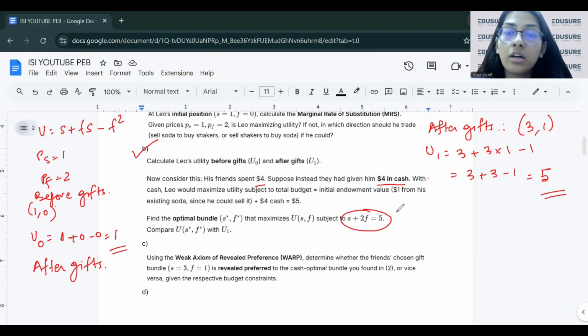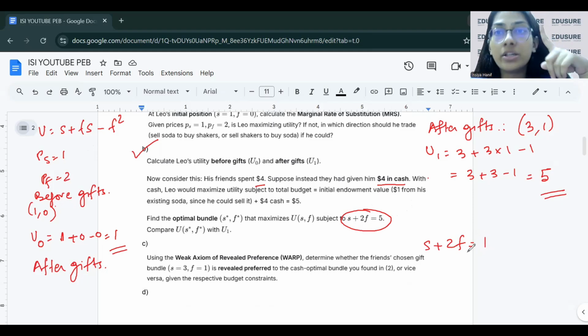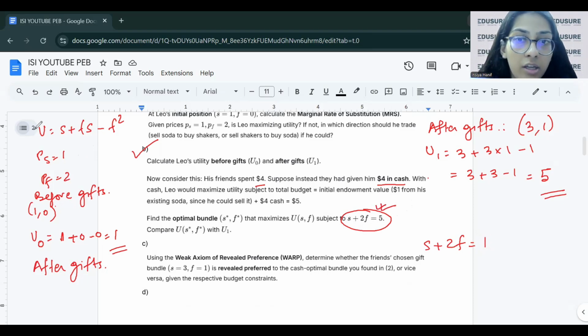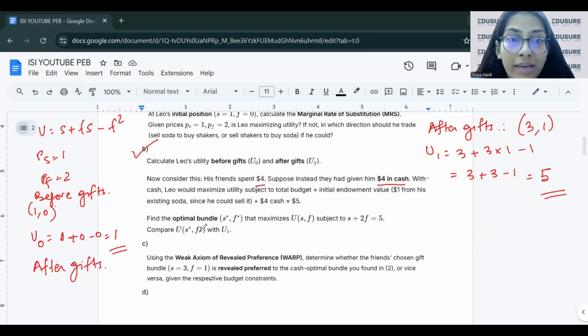So basically his new budget line, so prices will remain the same, okay, S plus 2f will stay the same. Earlier his was S plus 2f is equal to 1. Why 1? Because he had only one soda, right, and he could sell that soda to get the money, right, it was as good as money. So 1 into 1 is going to be 1. So this was his original budget line. Now his budget line has become this, with $4 in cash, right. So now it has become this. So we have to find the optimal bundle and we have to compare U(S star, F star) with U1. Okay, so let's do this.